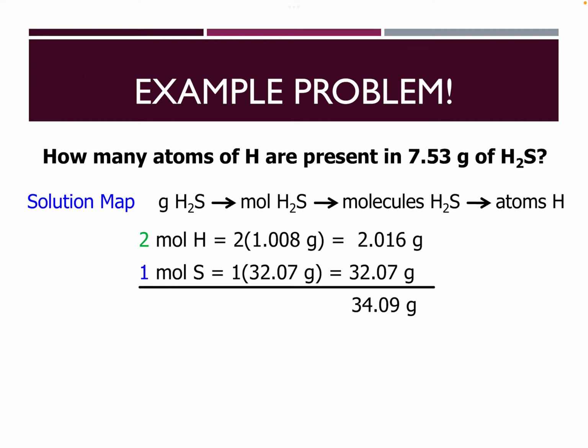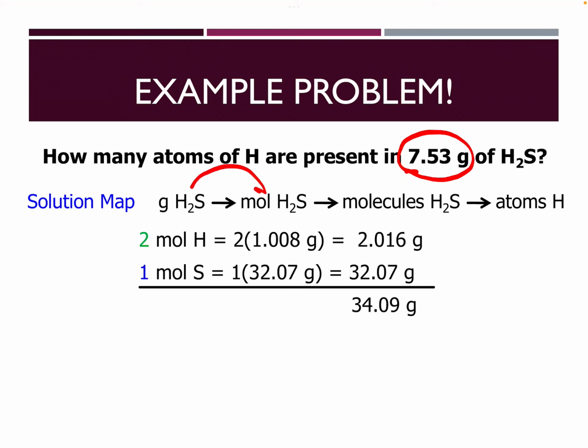All right, let's try another one. This says, how many atoms of hydrogen are present in 7.53 grams of dihydrogen sulfide, or hydrosulfuric acid? Okay, this problem is different than the previous one because now we're starting with grams. Before we were starting with moles, right? And we converted moles to molecules and then molecules to individual atoms. But now we're starting with grams, so this makes the problem even longer.